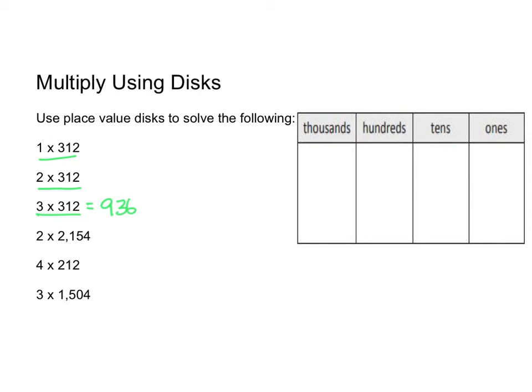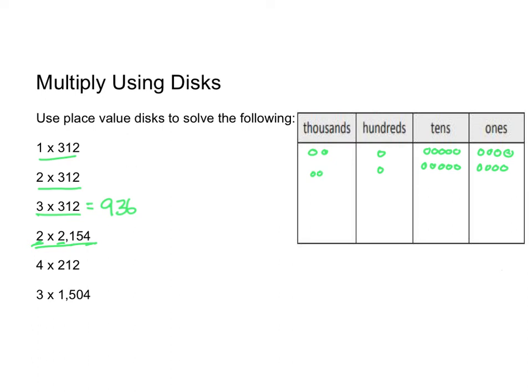Now we're going to do 2 times 2,154. So let's look at how many we've got. Well, we have 4 ones, so we'll start with those 4 ones. We have 5 tens, so 1, 2, 3, 4, 5. We have 1 hundred, and we have 2 thousands. That's just 1 times 2,154. So we need to do that twice because we've got 2 times that. That means we'll need to add again. We have 4 ones. We have 5 tens. We have 1 hundred, and we have 2 thousands.